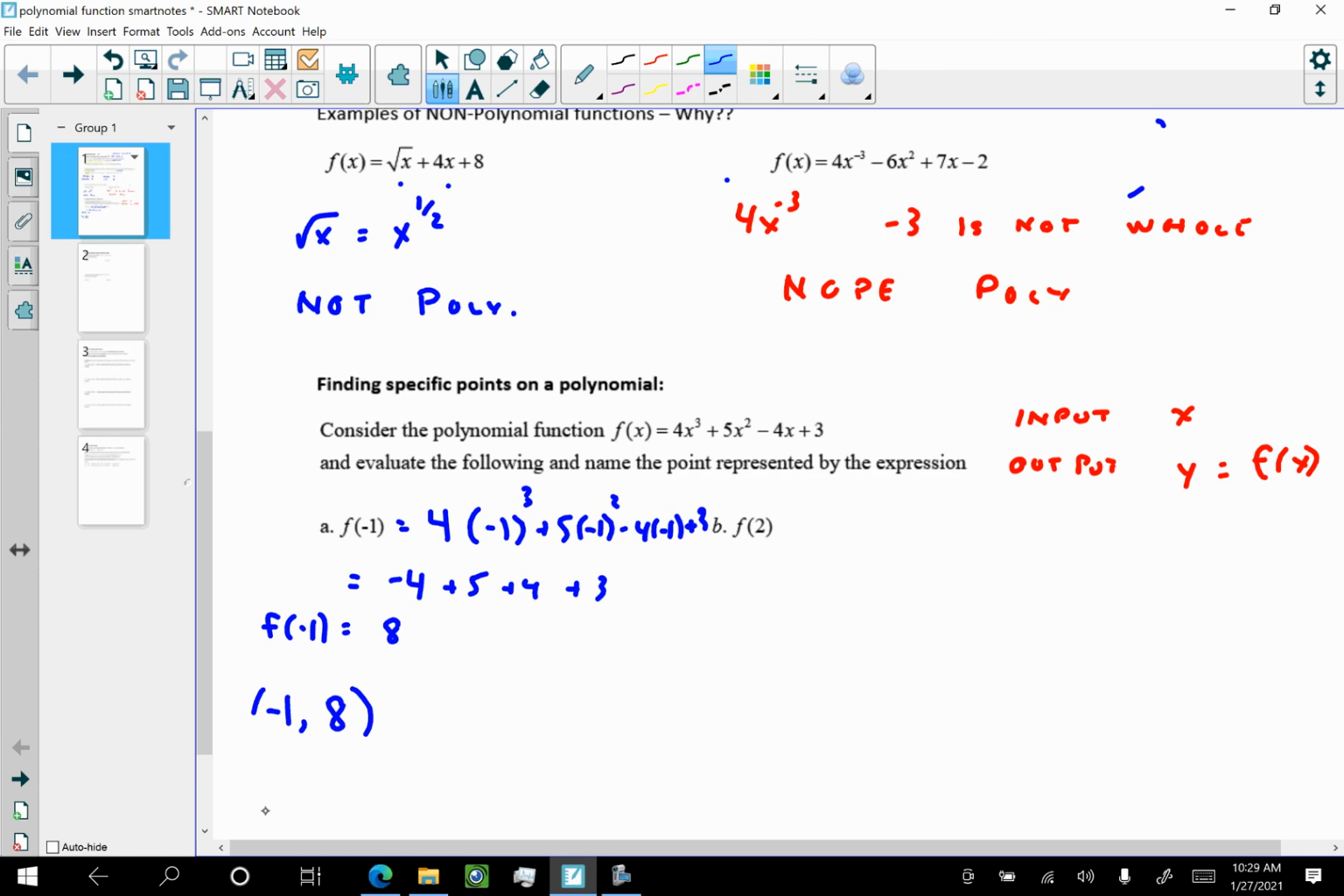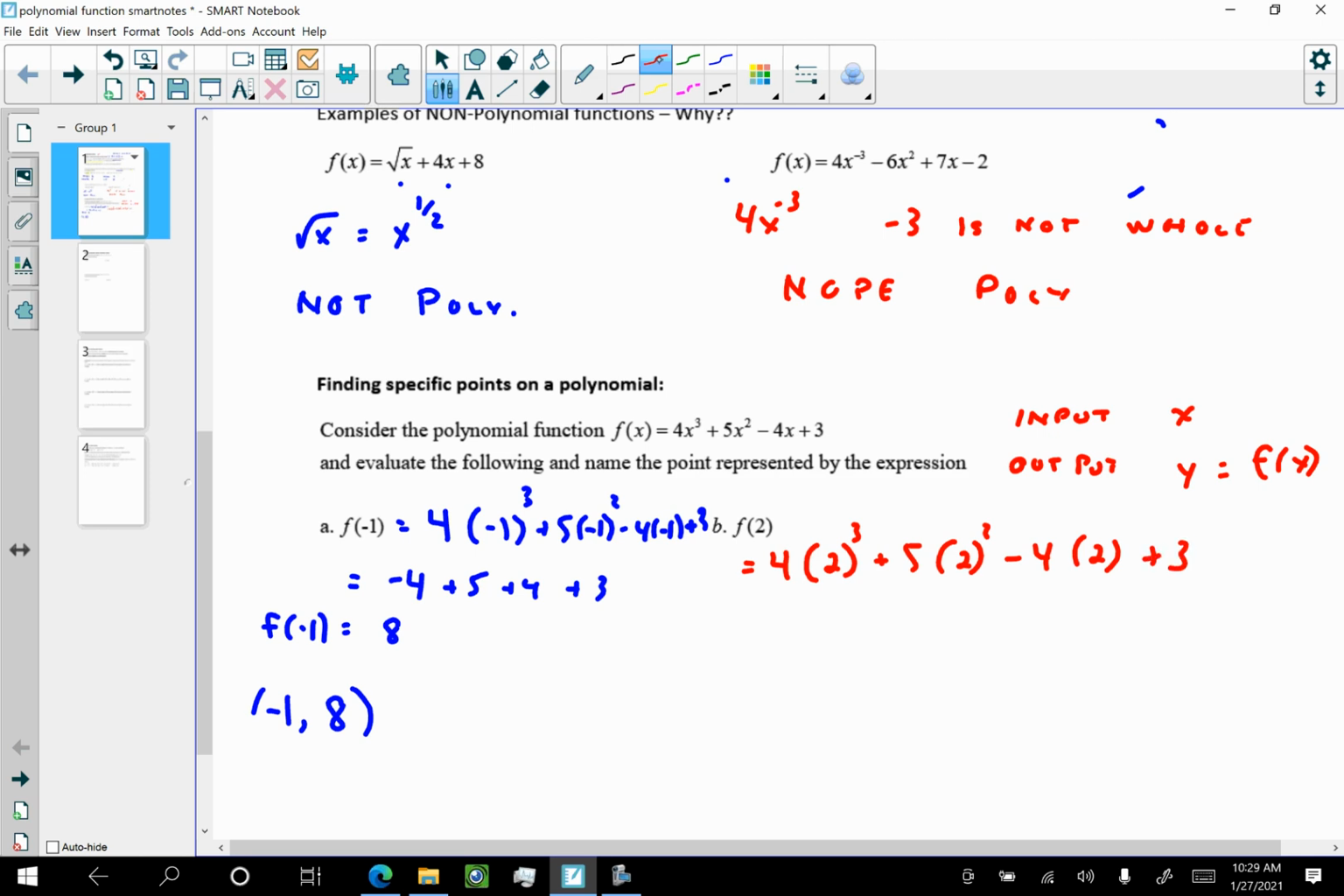Example number 2, let's find f of 2. How do I find f of 2? Well, wherever I see x, I'm going to put 2. So f of 2 is going to be 4 times 2 cubed plus 5 times 2 squared minus 4 times 2 plus 3.